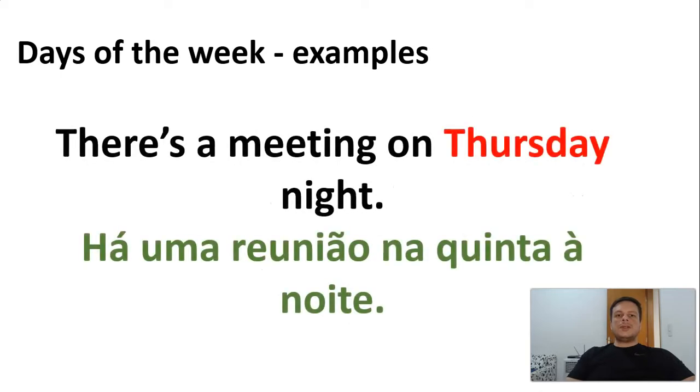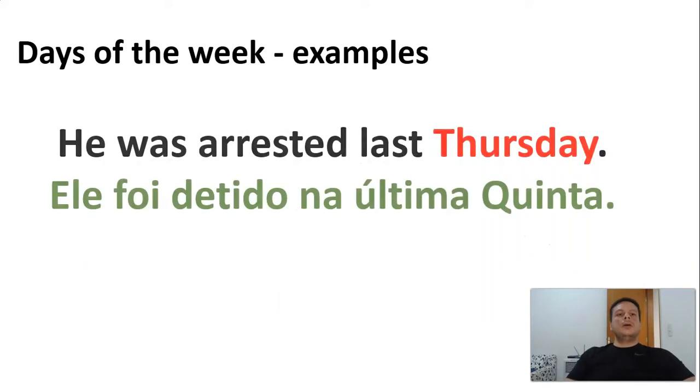What else? There's a meeting on Thursday night. Há uma reunião. There is. Quer dizer, ah, tem uma reunião. A meeting. Uma reunião. Quando? Na quinta noite. On Thursday night. He was arrested last Thursday. Ele foi detido na última quinta. He was arrested. Ele foi detido. Ele foi preso. Foi xilindró. Ele foi detido. He was arrested last Thursday. Ok? Na última quinta.